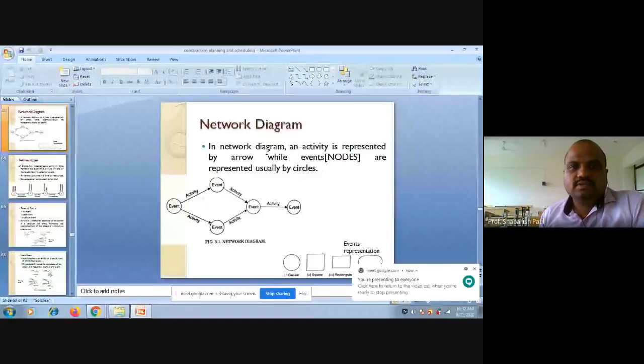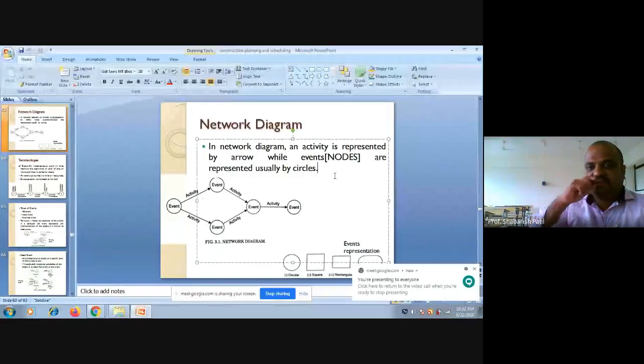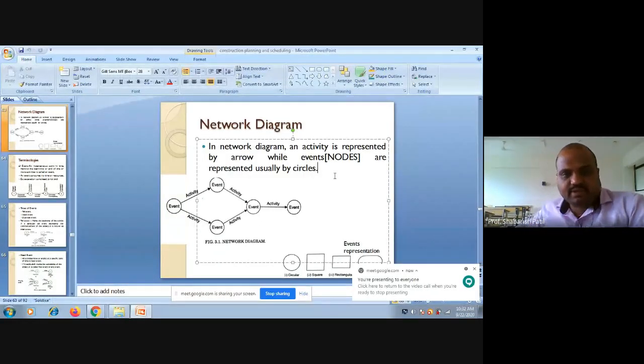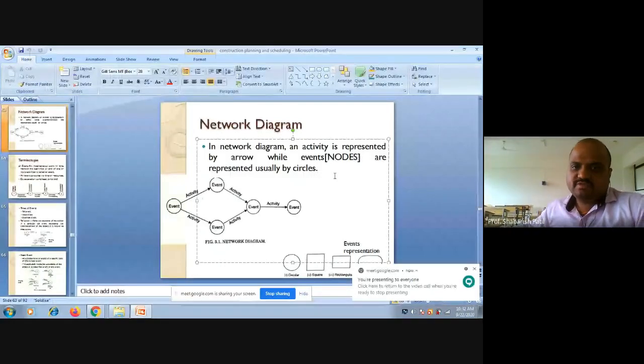So last class we were discussing this network diagram. It's a logical and sequential representation of the activities of a particular project. So that is how the activities are supposed to be performed. That is a network diagram.